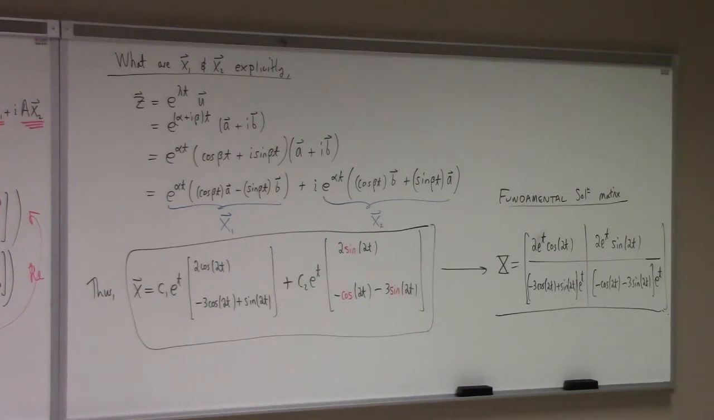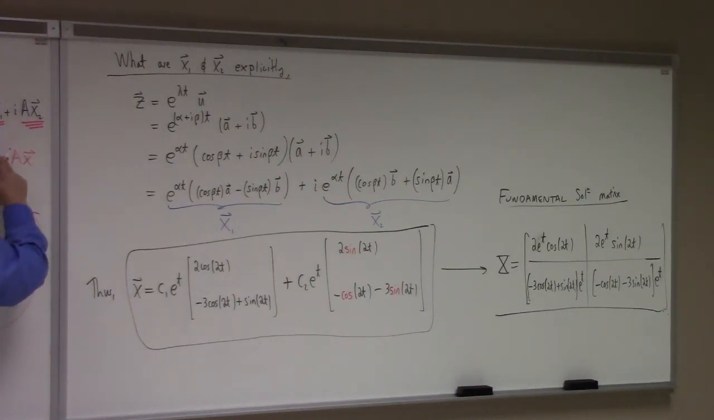Theorem. If dz/dt equals Az, then this happens, right? Thus, x1 and x2 are real solutions to dx/dt equals Ax.